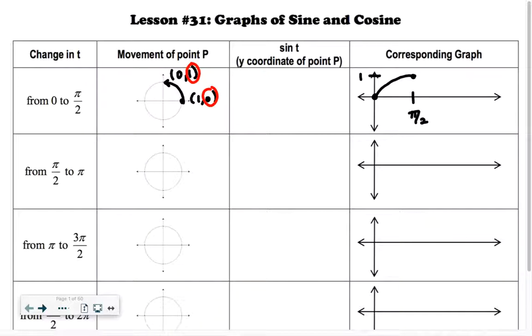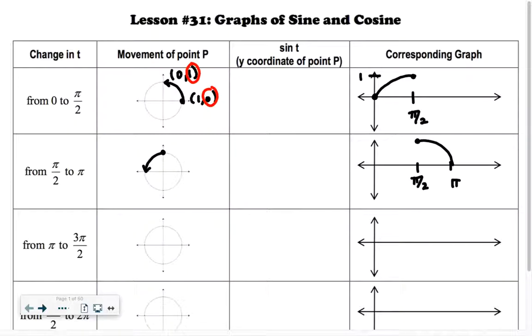Okay, but then we can think about, well, what happens as I go from pi over 2 to pi? Sine of pi over 2 was 1, and then sine of pi was 0. So now I go back from a height of 1 down to a height of 0, right? So that's going to be the part where we go from that height of 1 back down to 0. Okay, and you can get other values that are in there.